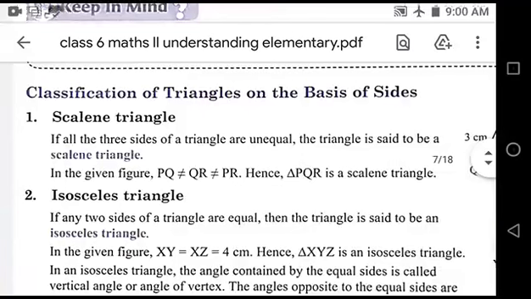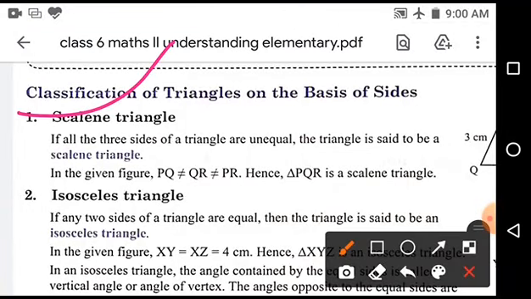Now the second one is classification of a triangle on the basis of sides. On the basis of sides we can also distinguish triangles. First one is scalene triangle. Scalene triangle means, if a triangle contains all the sides unequal, then such a type of triangle is known as a scalene triangle.